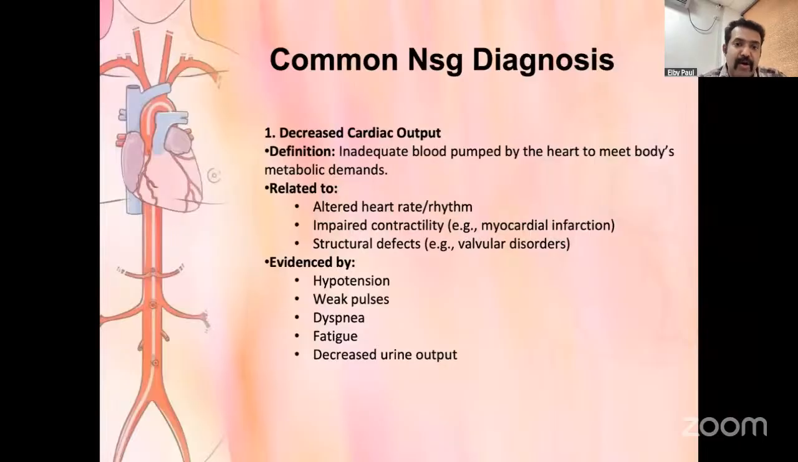This is the related to part. Okay, evidenced by. How will you prove it? You said that because of valvular disorders the patient's cardiac output has become low, so evidenced by hypotension, weak pulses, dyspnea, fatigue, decreased urine output. So these are the 3 points while we are writing a diagnosis. You have to keep in mind 3 points. What is the exact problem? What is the problem related to? And what are the evidences?